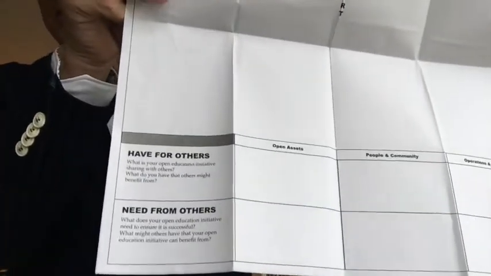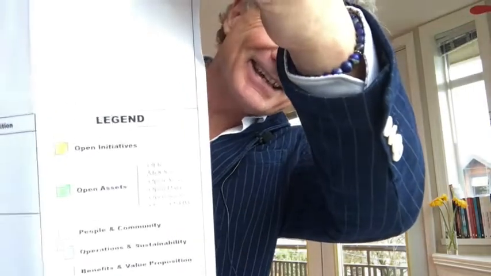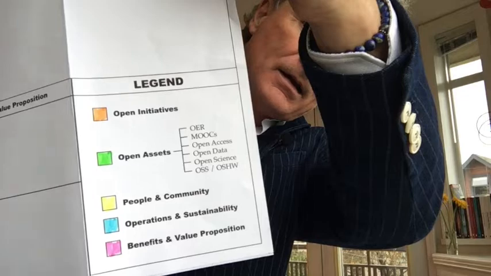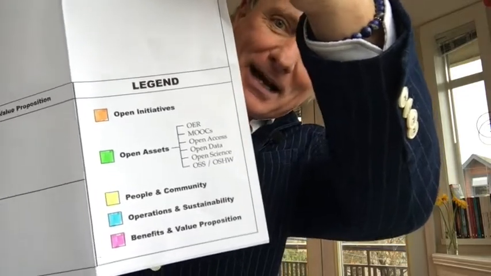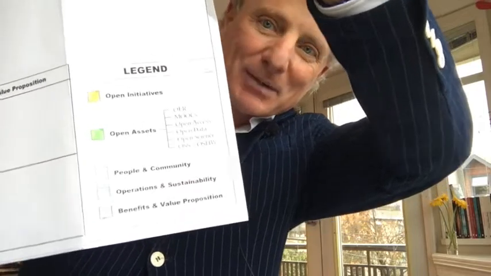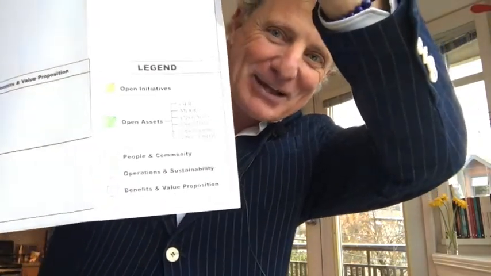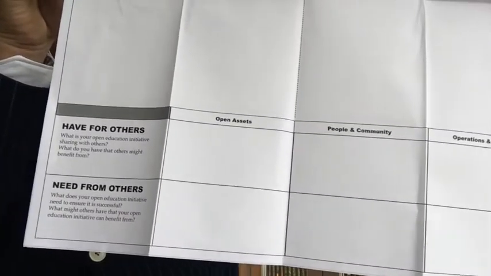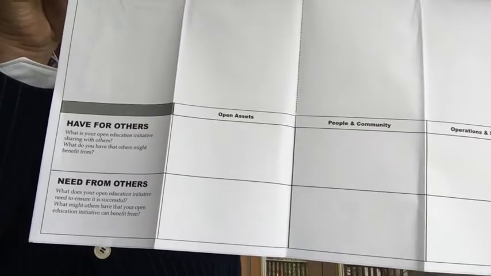As you document all of that, we'll be asking you to color code it as per this legend, where we have orange being open initiatives, green open assets, yellow people and community, blue operations and sustainability, and pinkish red benefits and value proposition. And at the same time, across the bottom, we'll be asking you, as you do your map, to identify what you have for others and what you need from others.